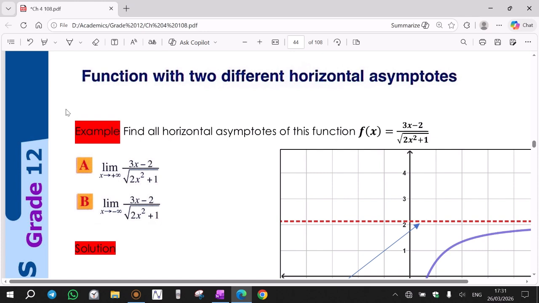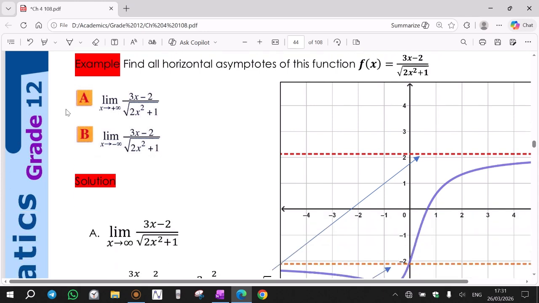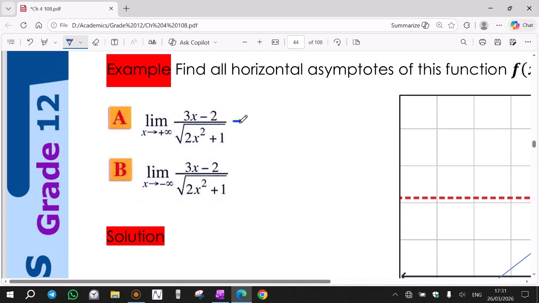Functions with two different horizontal asymptotes. The functions where L'Hopital fails have two different horizontal asymptotes. Why? Because when x tends to infinity, we just write the coefficients, and when x tends to negative infinity, we write the coefficients and one extra negative. That makes the result of the first limit and the second limit different. And whenever we have two different results for limit x tends to infinity and limit x tends to negative infinity, that means we have two different horizontal asymptotes.